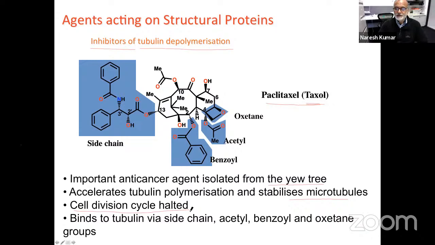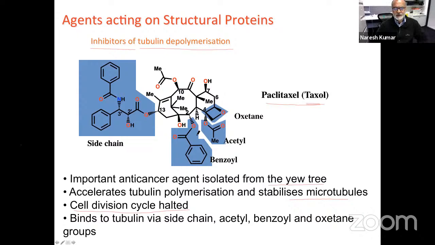And if cell division is halted, then the cells cannot multiply. And the cancer cells multiply very fast. And if you inhibit the multiplication of cancer cells, you have an anti-cancer drug. And the important thing is that it's a natural product. It was isolated from a yew tree. And that is used clinically to treat cancer.